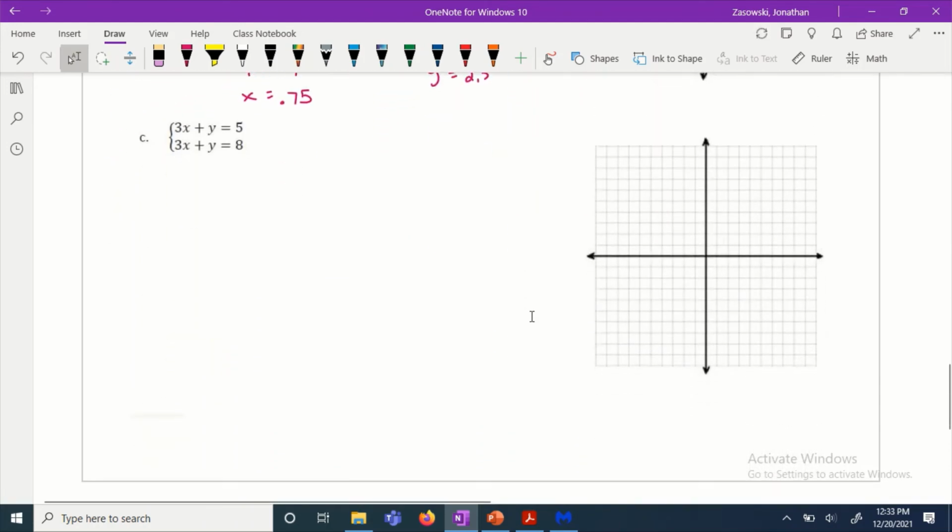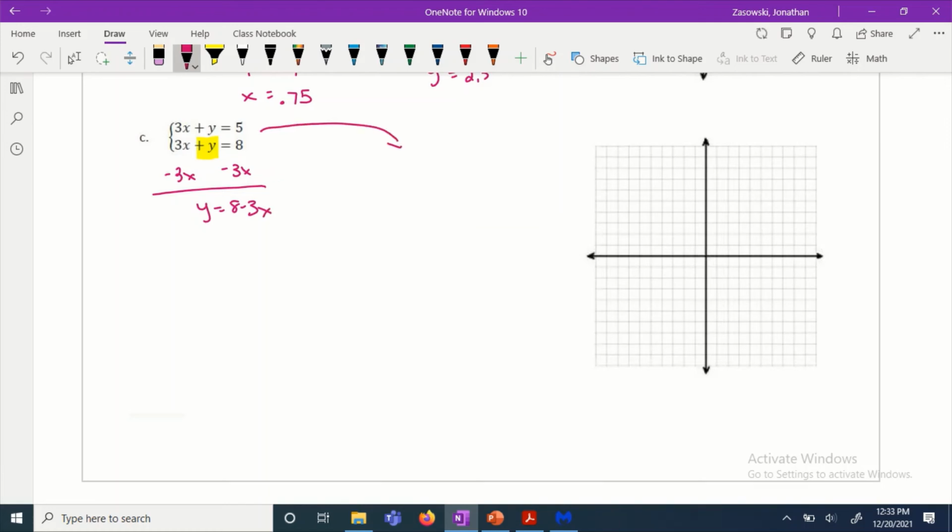So we have 3x plus y equals 5 and 3x plus y equals 8. So we want to use substitution because we can easily get this y value by itself in the equation. We would subtract 3x to do so. So I get y equals 8 minus 3x. So now in the top equation, wherever I see the y, I'm going to plug in that 8 minus 3x. So we have 3x plus y equals 5. So 3x plus 8 minus 3x equals 5.